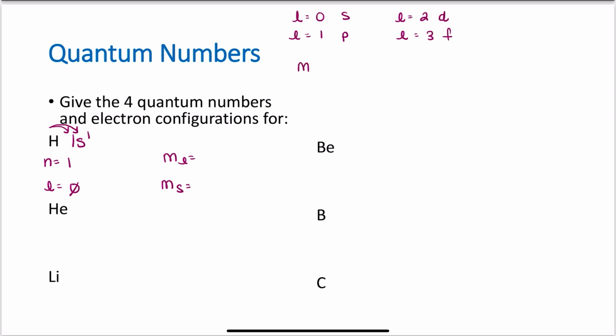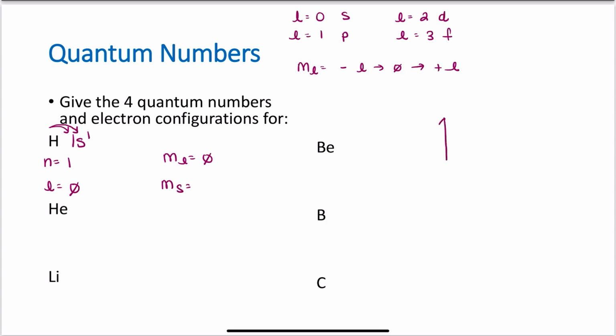And M sub L is equal to negative L through 0 to positive L. The L value here is just 0, so M sub L is only 0 as well. All that means is that if I had different types of orbitals, I'd be able to describe which orbital I have. In the case of hydrogen, it only has an S orbital. There's only one shape. It's not degenerate, so the M sub L value will be 0.